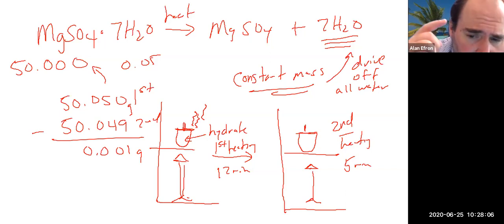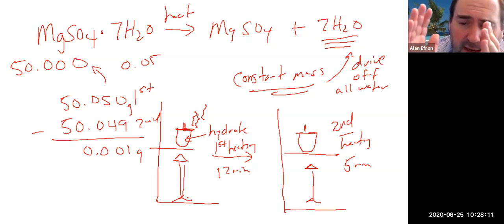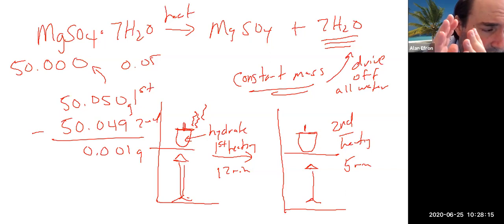And you would continue that process of heating, cooling, re-weighing until you got two mass measurements back to back that essentially were the same number or pretty close to the same number. And again, that would be constant mass. So sometimes that might take people 3 heatings. Sometimes that may take people 4 heatings to do it.